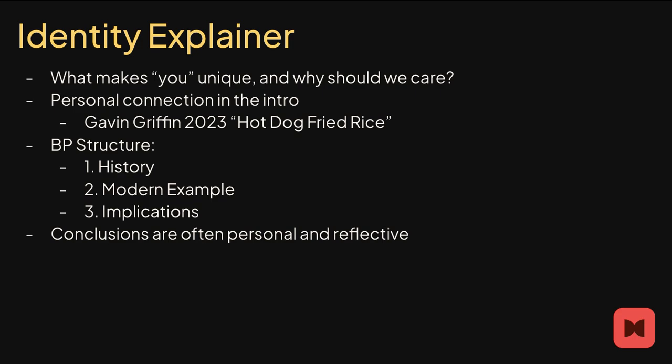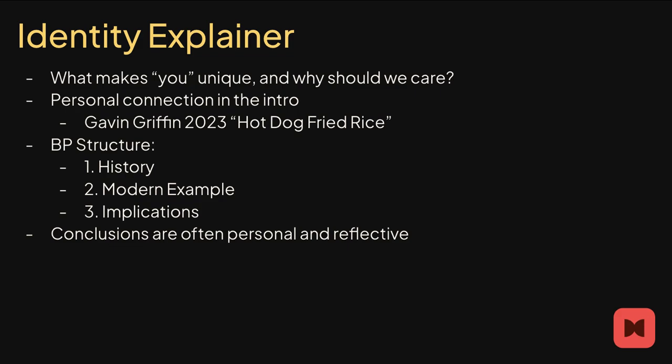The first one is the identity explainer, which is all about what makes you unique and why your audience should care about your unique identity. What you'll notice with a lot of these identity explainers is that they have a lot of personal connection. And it makes sense because the speech is all about what makes the speaker unique. The speech we'll be using as an example is Gavin Griffin's 2023 speech, Hot Dog Fried Rice, in which he talks about his struggles of being a biracial American.